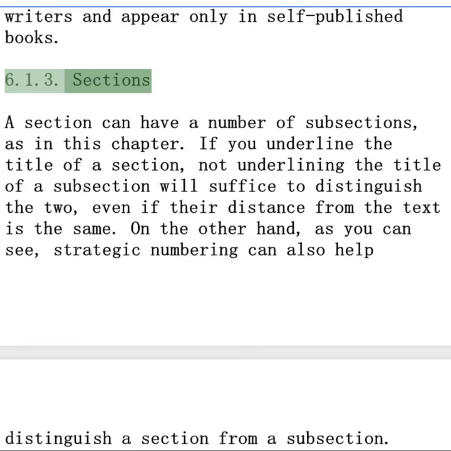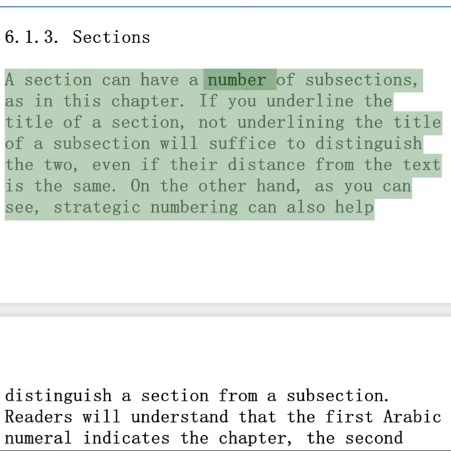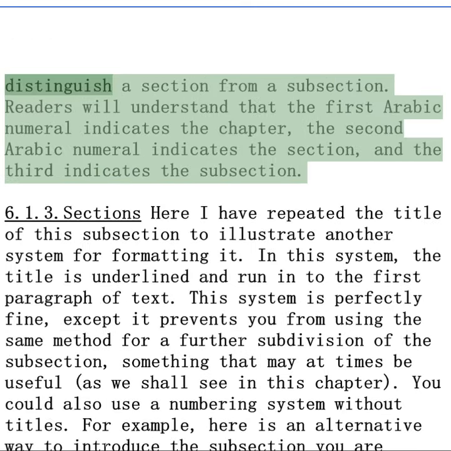6.1.3 Sections. A section can have a number of subsections, as in this chapter. If you underline the title of a section, not underlining the title of a subsection will suffice to distinguish the two, even if their distance from the text is the same. On the other hand, as you can see, strategic numbering can also help distinguish a section from a subsection. Readers will understand that the first Arabic numeral indicates the chapter, the second Arabic numeral indicates the section, and the third indicates the subsection.